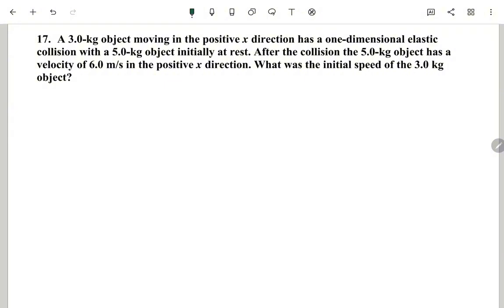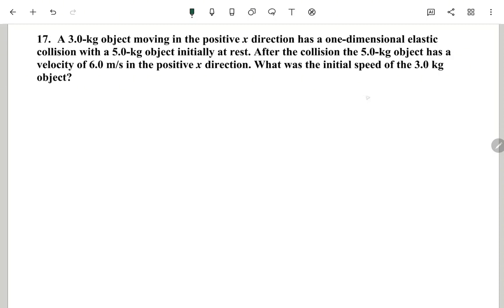A 3 kilogram object moving in the positive x direction has a one-dimensional elastic collision with a 5 kilogram object initially at rest. After the collision, the 5 kilogram object has a velocity of 6 meters per second in the positive x direction. What was the initial speed of the 3 kilogram object?